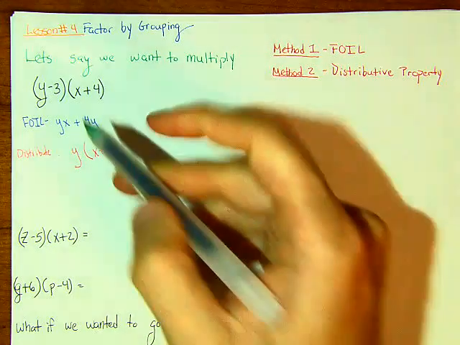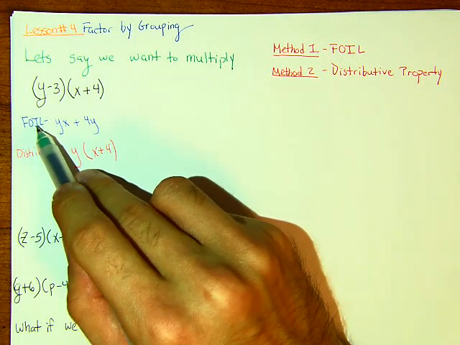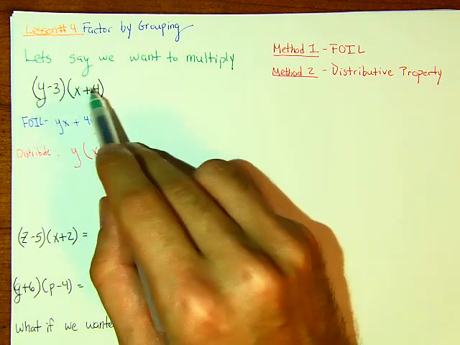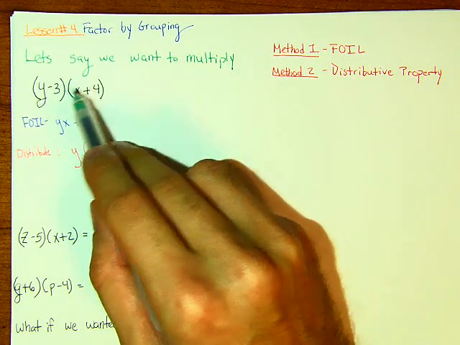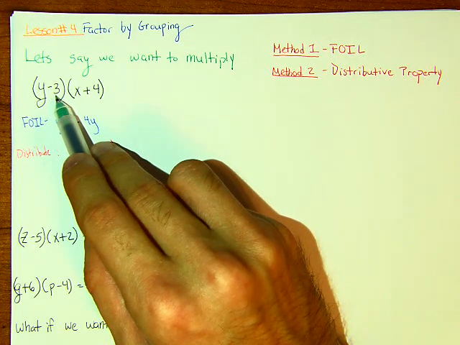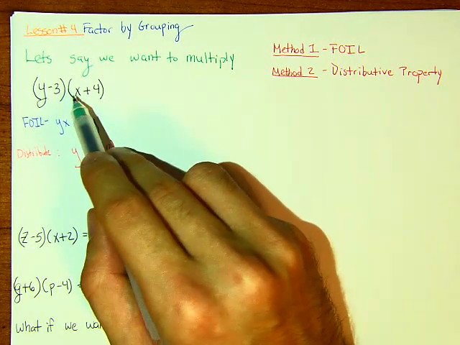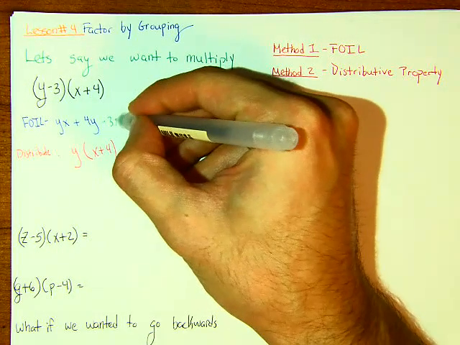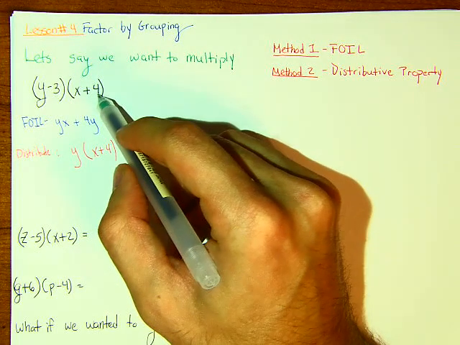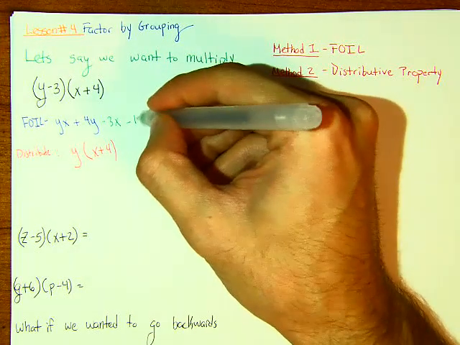Now let's continue on. Let's say we go back to FOIL. If you do y times x and then y times 4, what's the next move? You look at that negative 3. You do negative 3 times x, which is negative 3x, and then negative 3 times 4, and that's negative 12.